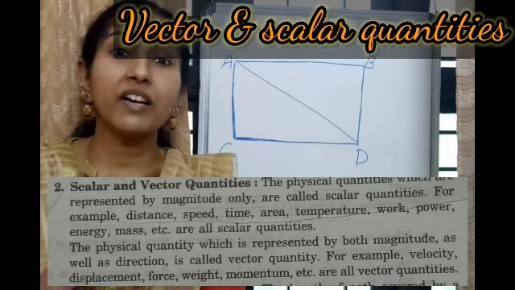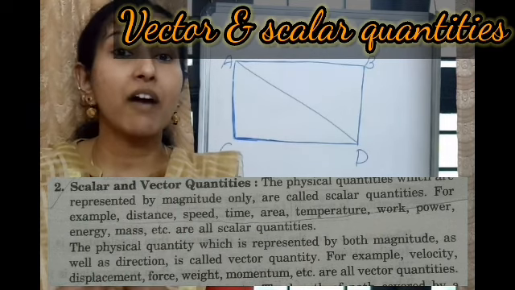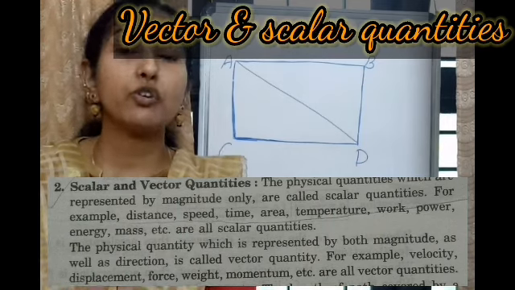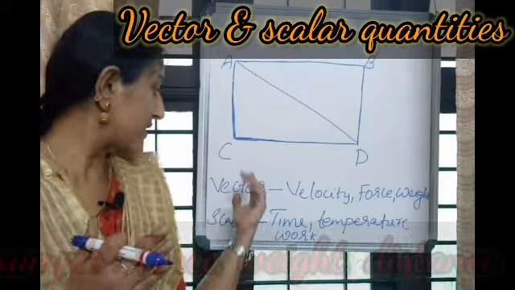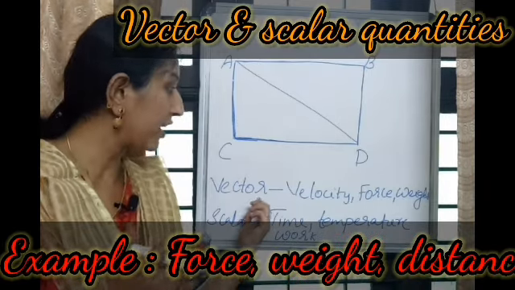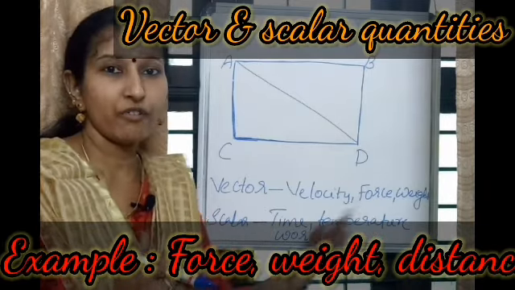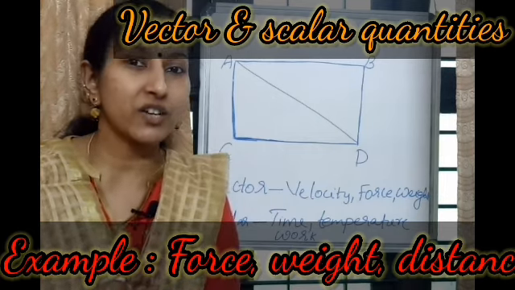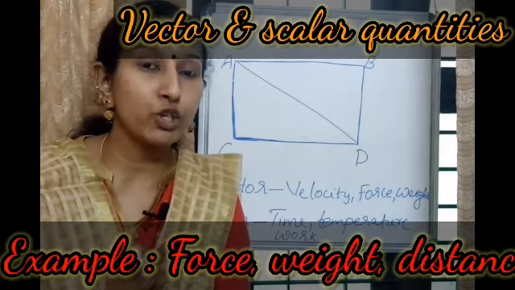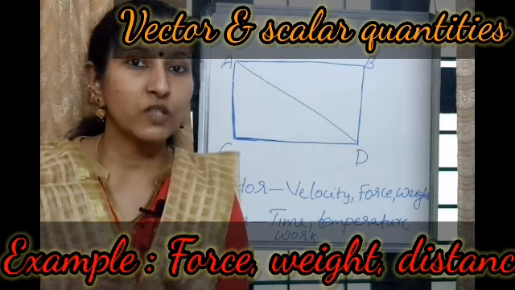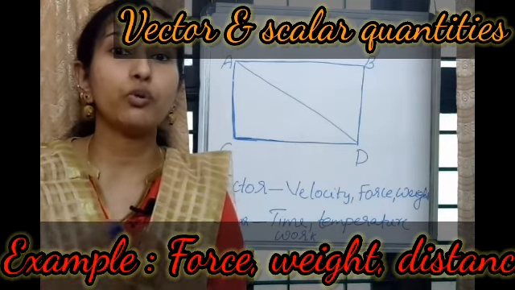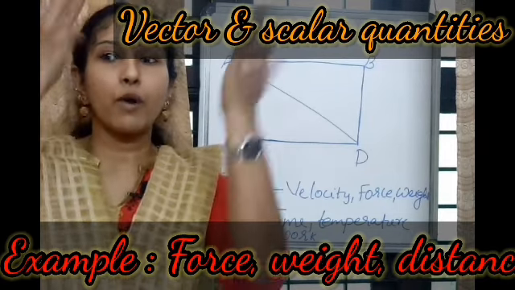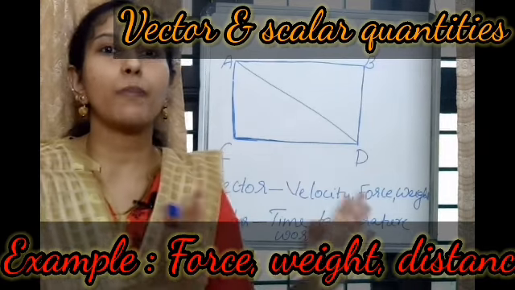And scalar quantities are the quantities which have only magnitude. Magnitude means number. For example, force, which is an example of a vector quantity. Force we studied last year, right? The SI unit of force is Newton. Suppose an object exerts 2 Newton force down or up, or in the forward direction or backward direction.